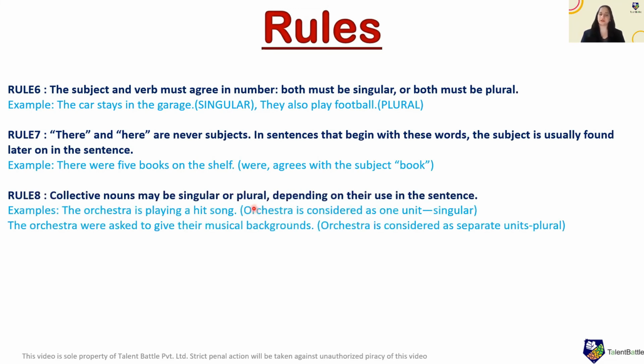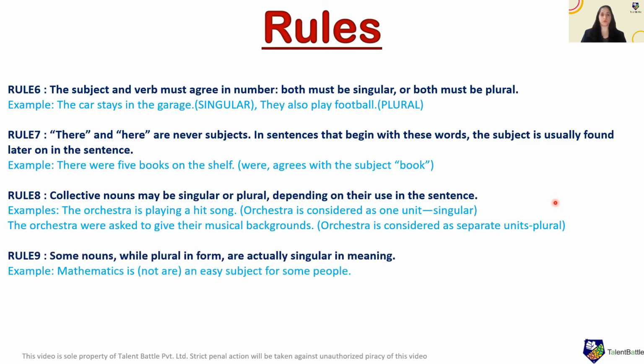Collective nouns may be singular or plural depending on their use in the sentence. If you're talking about the orchestra as a whole, that means we're talking about one group. So we'll say the orchestra is playing a hit song. Here is will be used because we're talking about a group. But if we talk about individual members of the orchestra, then we'll use are. Like in the next sentence, the orchestra were asked to give their musical backgrounds, because here we're talking about individual members of the orchestra.